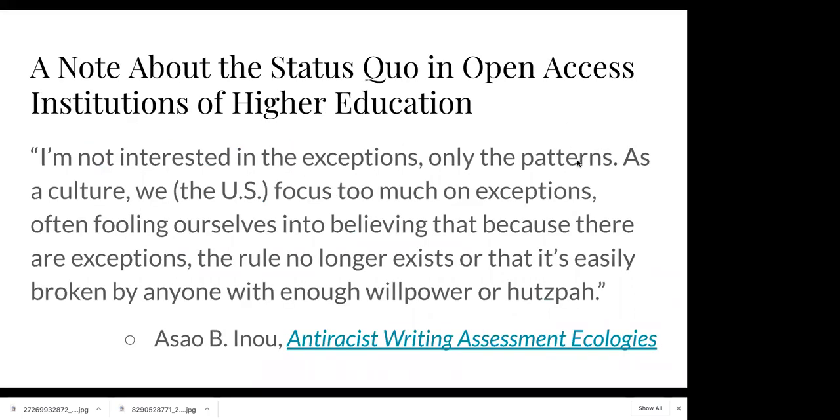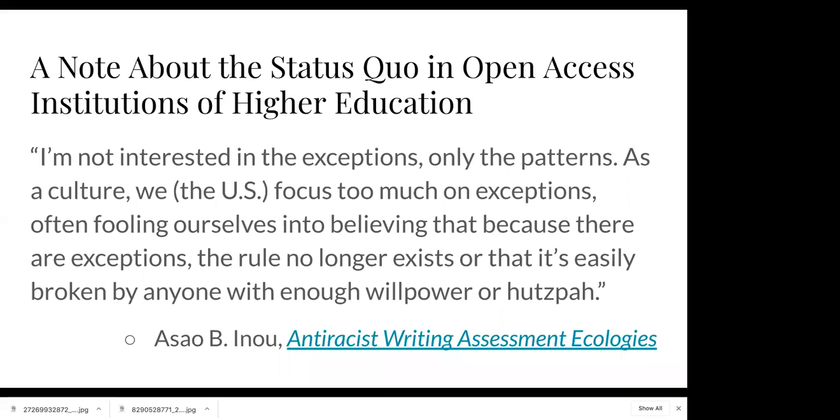When we talk about the status quo in open access education, I really want to stress this quote from Asao B. Inoue, where he talks about not being interested in the exceptions. Of course, there are exceptions to the status quo. There are lots of people doing amazing and innovative things. However, there are still larger patterns that require our collective attention.